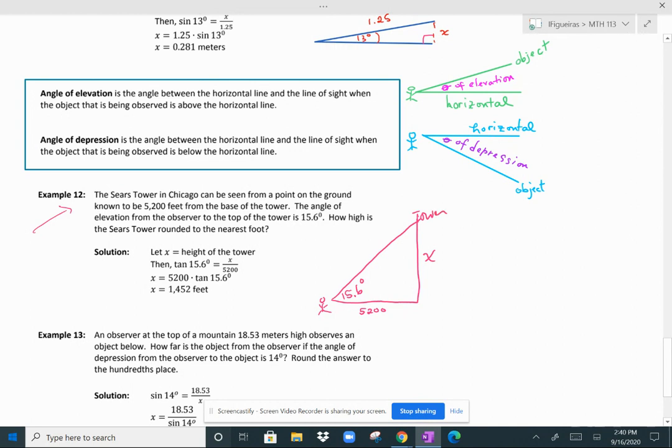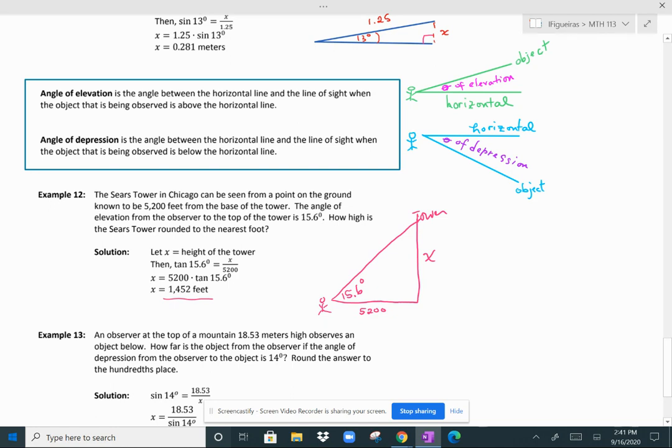So the trig function that makes sense is to use tangent, because tangent is opposite over adjacent, so I got that correct. And so now I need to solve for X, so multiply both sides by 5,200. So X is 5,200 times the tangent of 15.6 degrees. Rounded to the nearest whole number, we get that the tower is about 1,452 feet high.